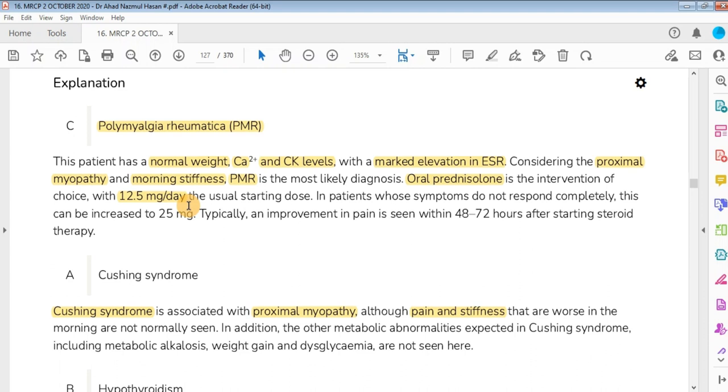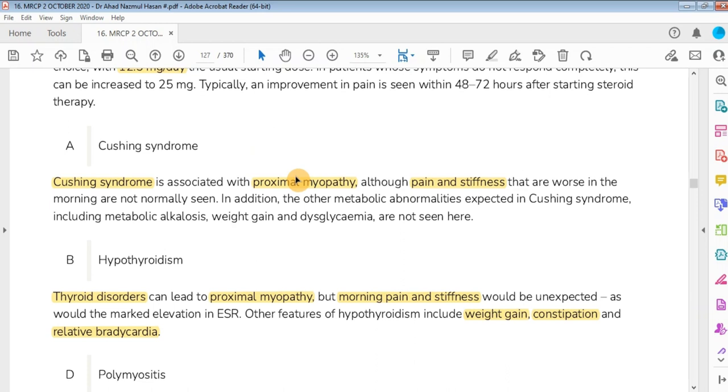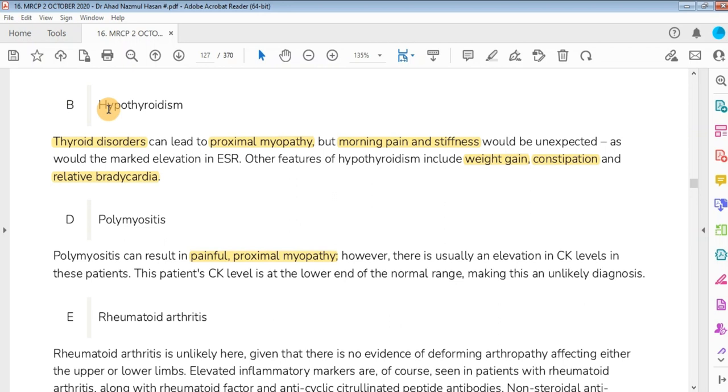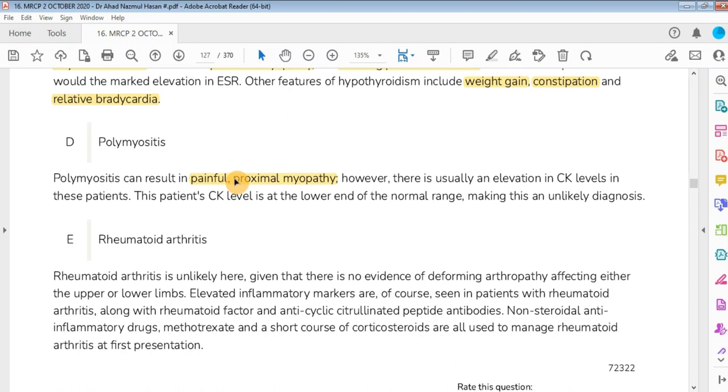Cushing syndrome is associated with proximal myopathy, but the patient doesn't follow the 50 by 50 rule, and the patient will also have weight gain and other metabolic abnormalities. Hypothyroidism will have thyroid hormone abnormalities. Polymyositis can result in painful proximal myopathy, and the patient will have significant elevation in the creatine kinase.